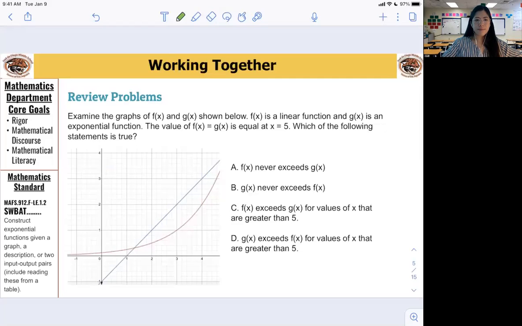Examine the graphs of f(x) and g(x) shown below. f(x) is a linear function and g(x) is an exponential function. The values of f(x) and g(x) are equal at x = 5. Which of the following statements are true? All right. So first of all, it's telling us that we have two graphs, f(x) and g(x). And it says f(x) is linear. So which color is f(x), blue or red? Which one is linear?